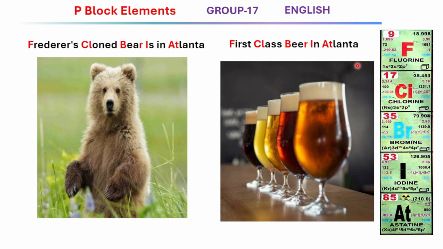Now next we will see the English version of the mnemonics for group 17. P block elements, group 17. The elements are fluorine, chlorine, bromine, iodine, astatine. Now how to remember this?